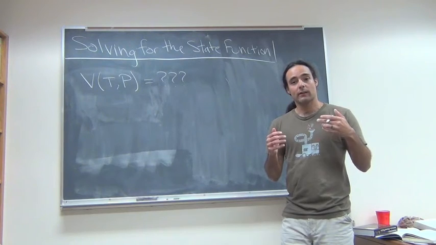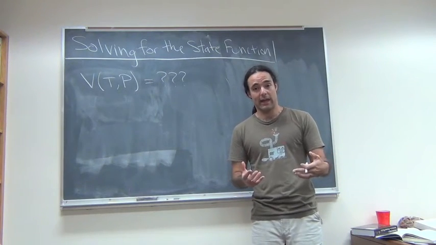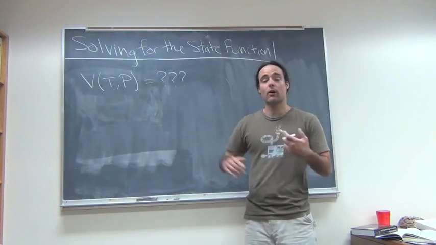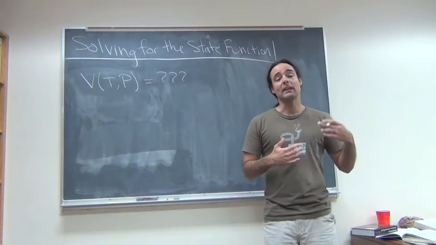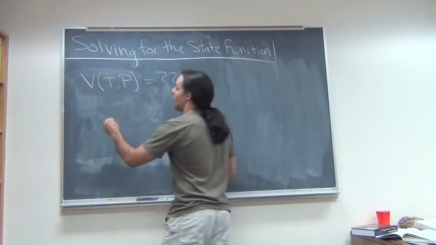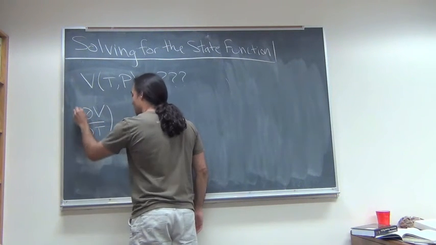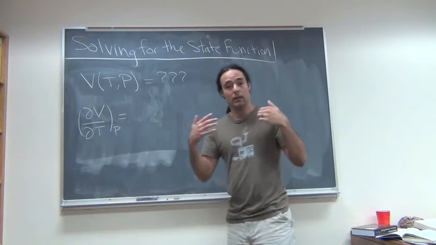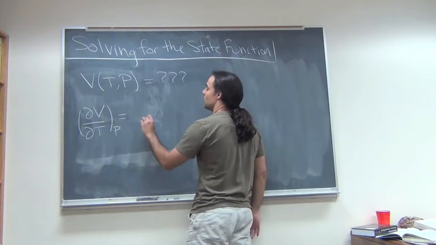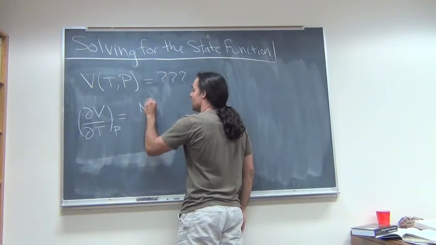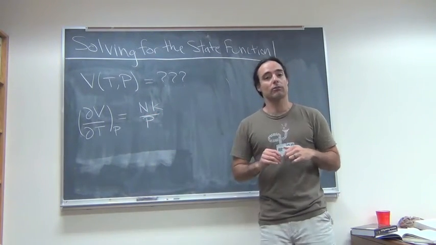Suppose we want to find the state function for the volume of an ideal gas. Let's suppose we don't know the ideal gas volume. How can we figure out what the volume is as a function of temperature and pressure using exact differentials? Well, we can measure, and people have measured, the rate of change of the volume with respect to the temperature at constant pressure. So this is going to be related to my thermal expansion coefficient. People measure this, and they find it's equal to Nk over P.